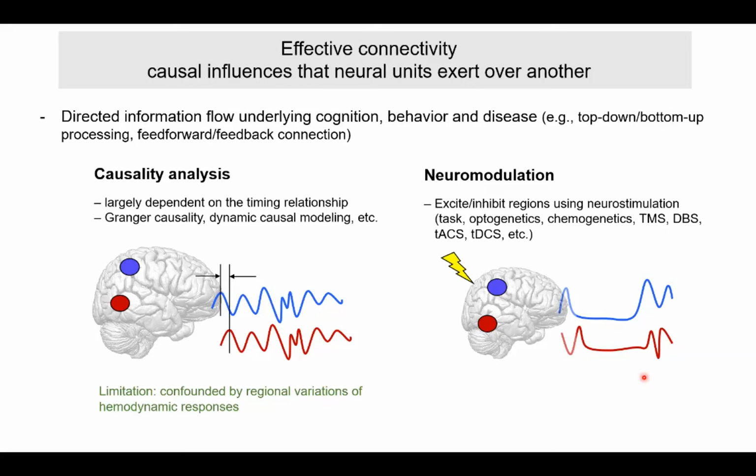Another approach people tried is using direct neuromodulation. For instance, using TMS or deep brain stimulation to excite or inhibit a particular brain region, and then check the activities in other brain regions, and in this way probe the causality in a specific brain circuitry. It also has some limitations, especially for human studies. It's quite invasive, and the non-invasive stimulation approaches suffer from unclear mechanisms and relatively poor spatial specificity.